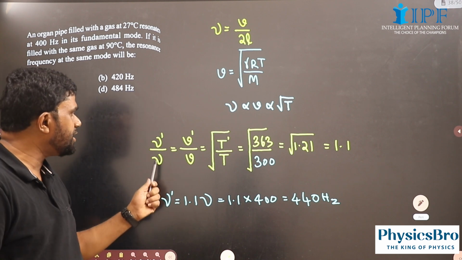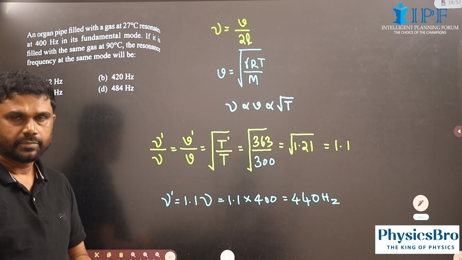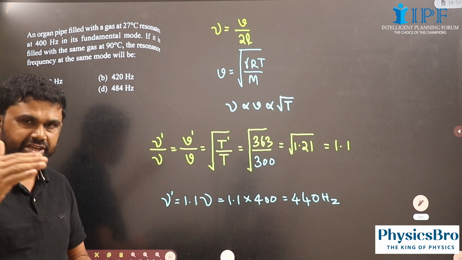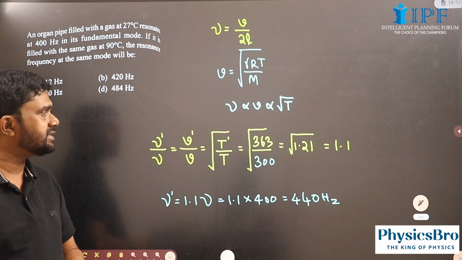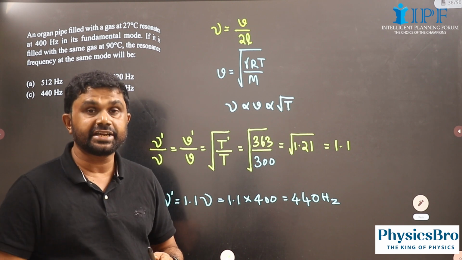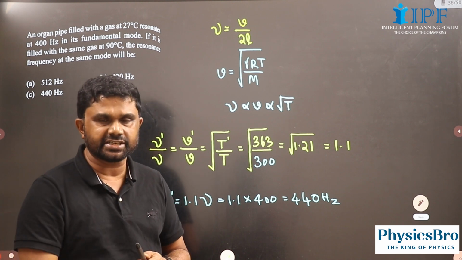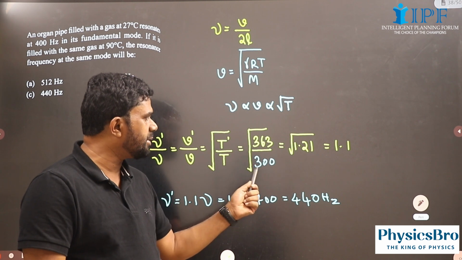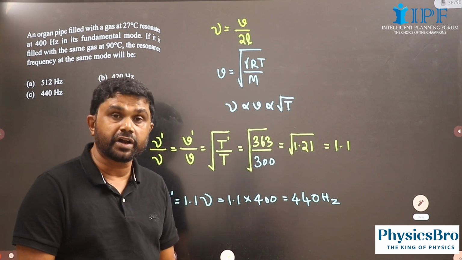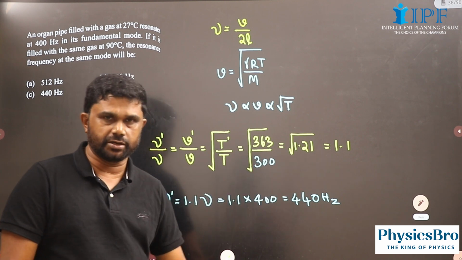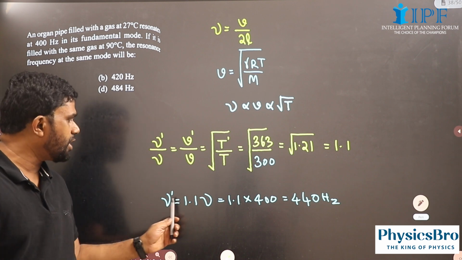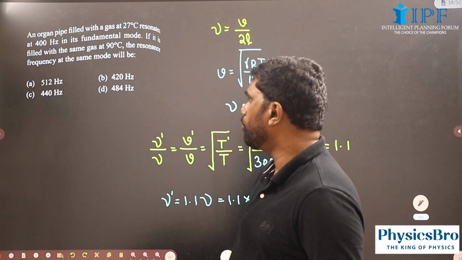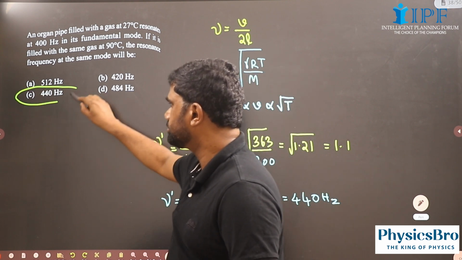So nu dash by nu will be root of T dash by T. T dash, final, is 90, so 273 plus 90 means that will be 363. And initial temperature 27 degrees Celsius is equivalent to 300 Kelvin. So 363 by 300, that is 1.21 under root. So it is 1.1. So we will get nu dash equal to 1.1 nu, or it is 1.1 into 400, or 440 Hertz. This one.